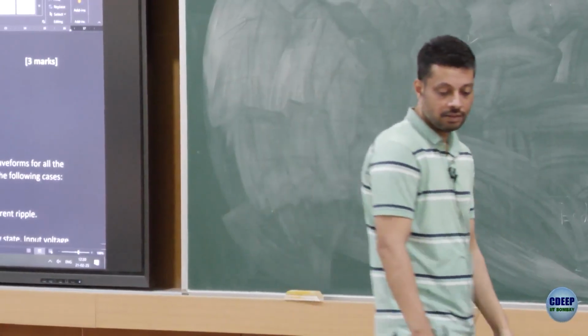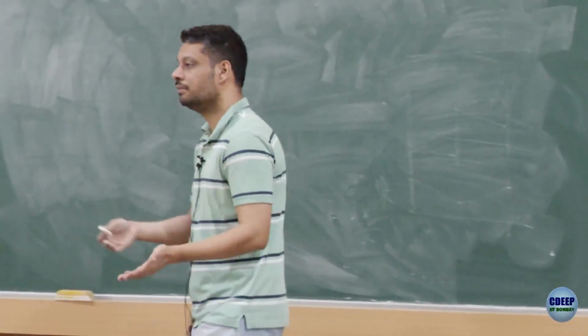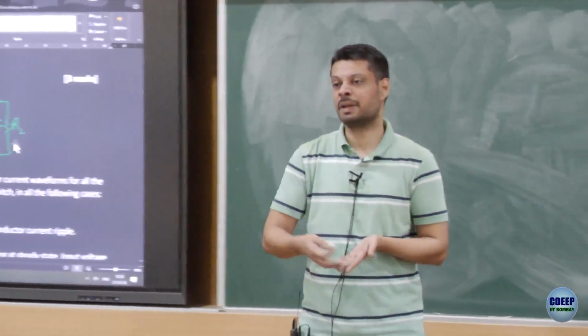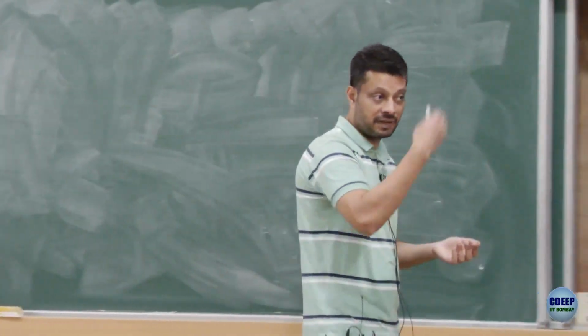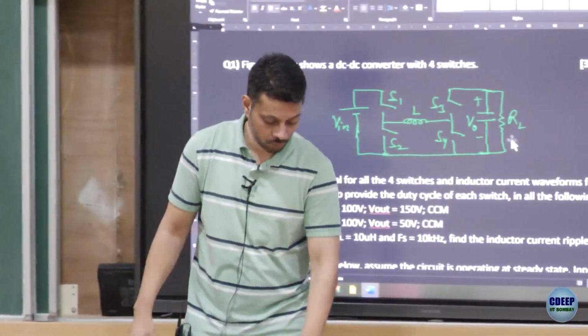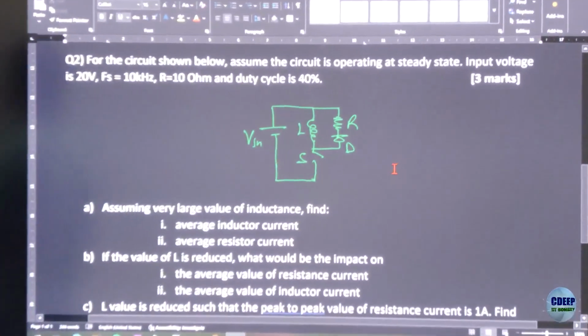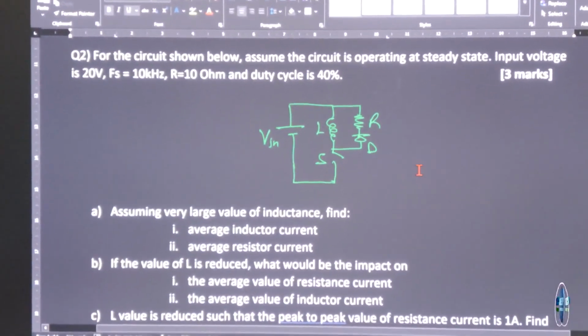Okay. So you can see, right? Even with the same L value, the inductor current ripple itself is more in buck boost. Definitely the output voltage ripple will be even more. Any doubt in question 1? No doubt. Okay, let's look at question number 2 then.